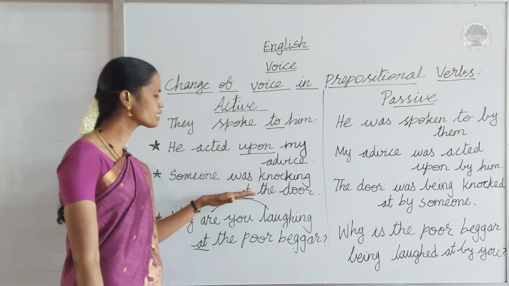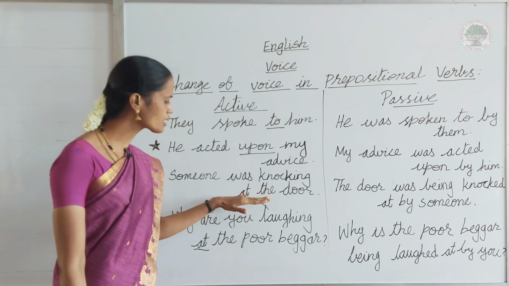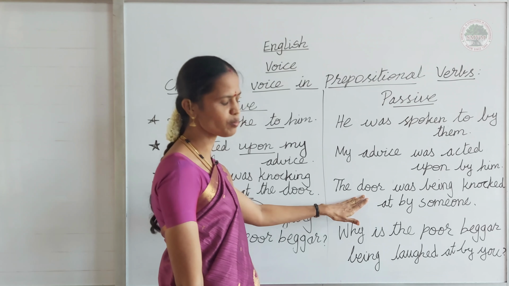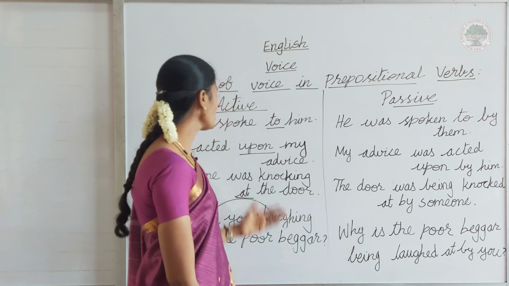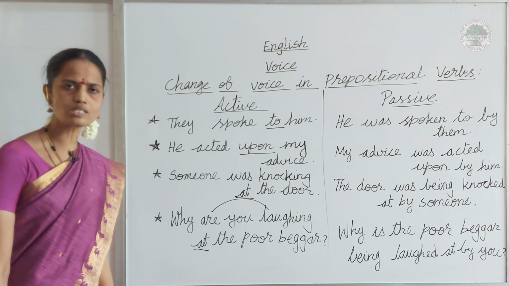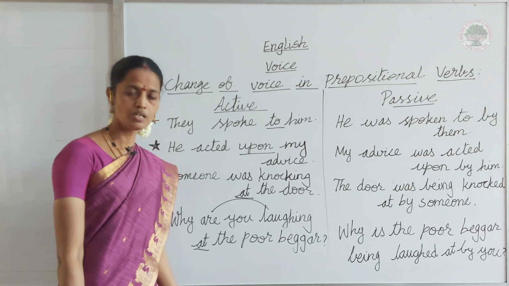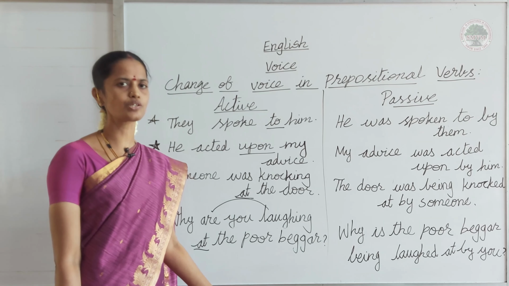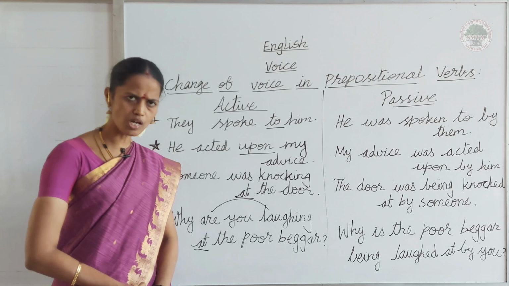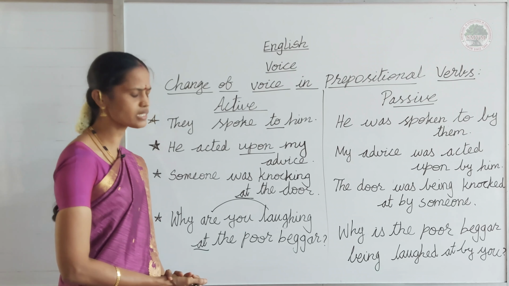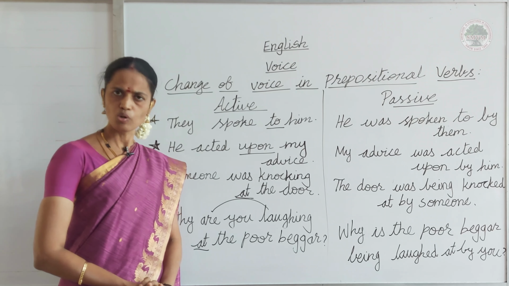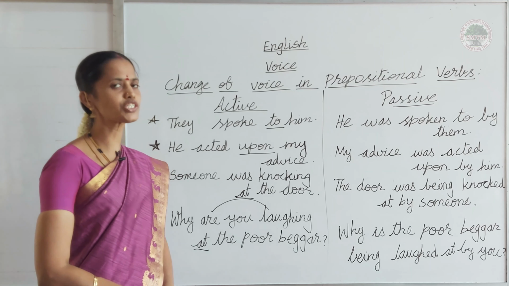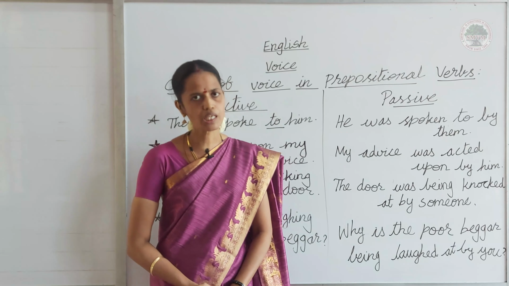Someone was knocking at the door. So the object is "the door". So that's why we have used this "the door". We brought it in the place of subject. Then what about the verb here? "Was knocking". What tense is it? Past continuous. The tense is given in the form of past continuous. So what is the rule we have to apply while we are using this past continuous in active voice? What be form of verb we have to introduce here? Exactly, we have to introduce the be form of verb "being".